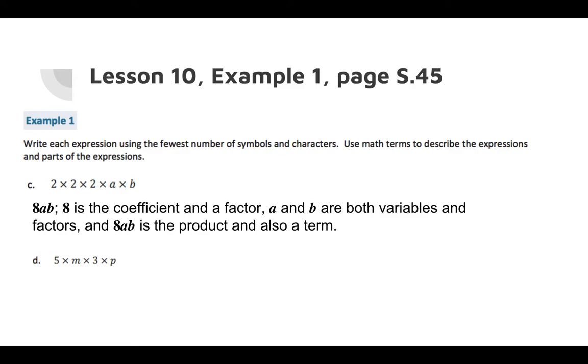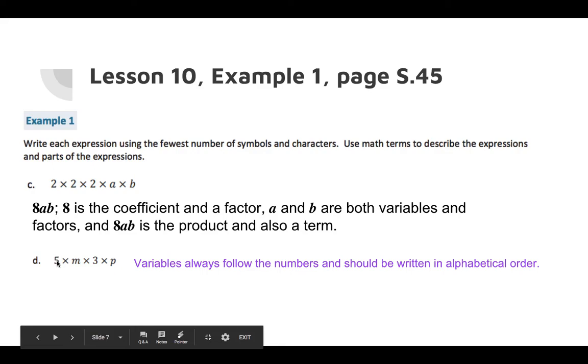Next one. 5 times m times 3p. Okay. 5 times m times 3p. This one is kind of tricky. So pause it if you want to see if you can do this on your own. Alright, but here's one thing. Variables always follow the numbers and should be written in alphabetical order.